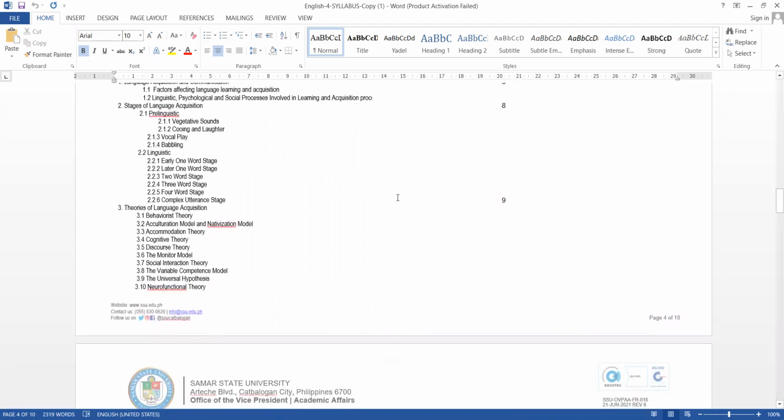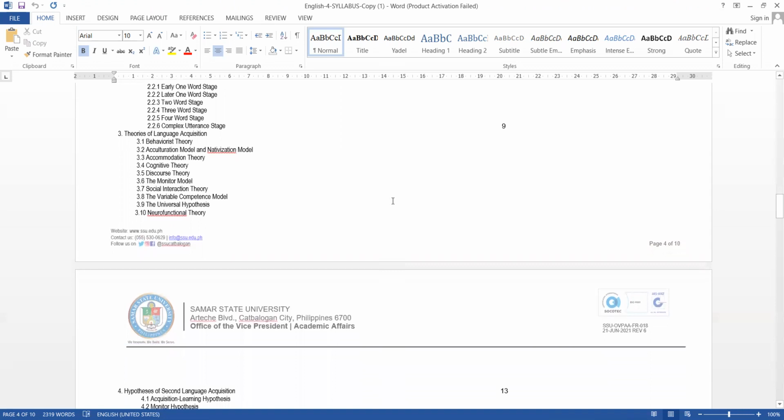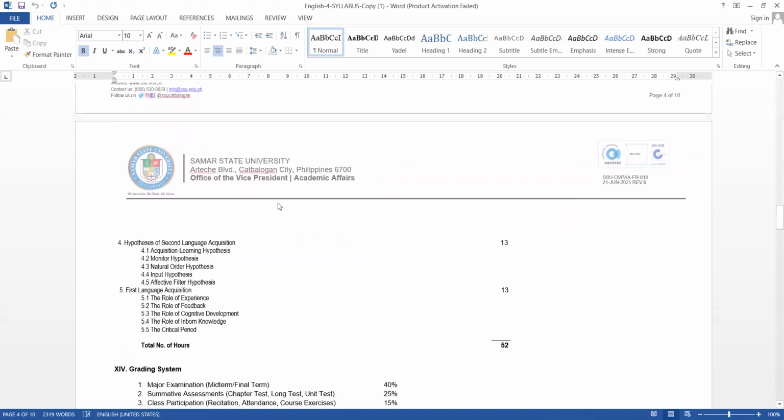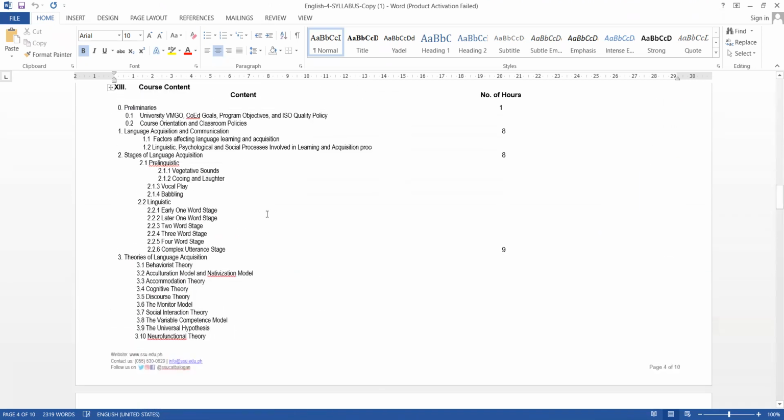And then the meat of the semester will be used for learning about the theories of language acquisition. Who are these key figures who came up with these theories? Then we're going to talk about the various hypotheses for second language acquisition. And lastly, we're going to talk about first language acquisition. All of these, as I've mentioned, we will cover in 52 hours.